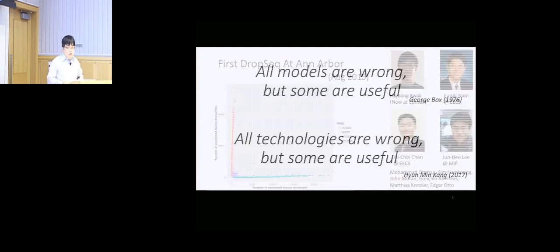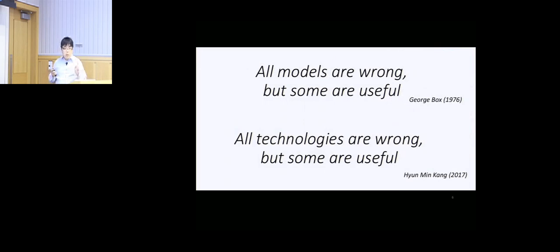Because, so I'm going to plagiarize once more. George Box said that all models are wrong, but some are useful. We can say that for the technology too. Most of the high throughput technologies give some useful information, but those readouts are not perfect measurements of the real, for example, real RNA levels for each cell.